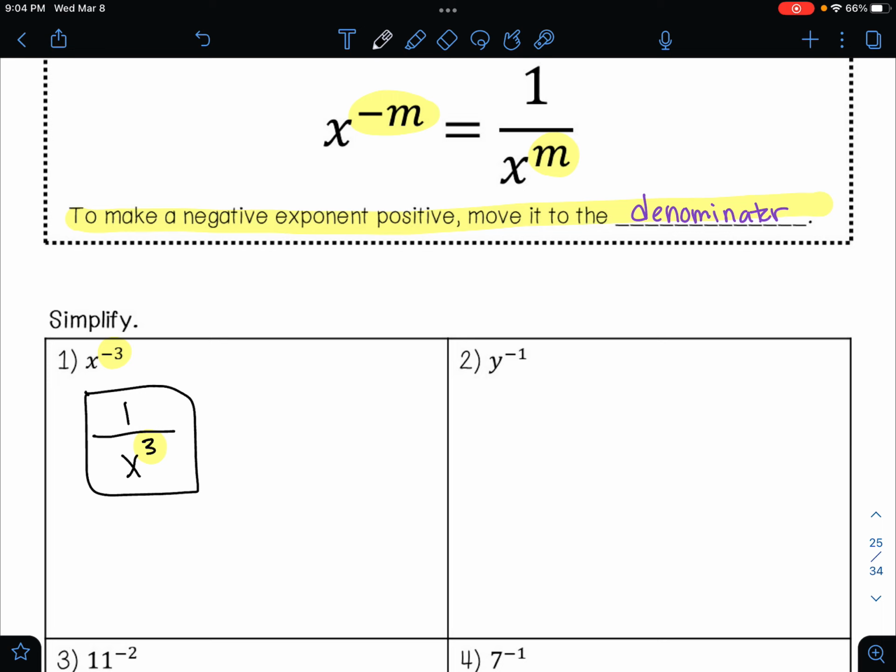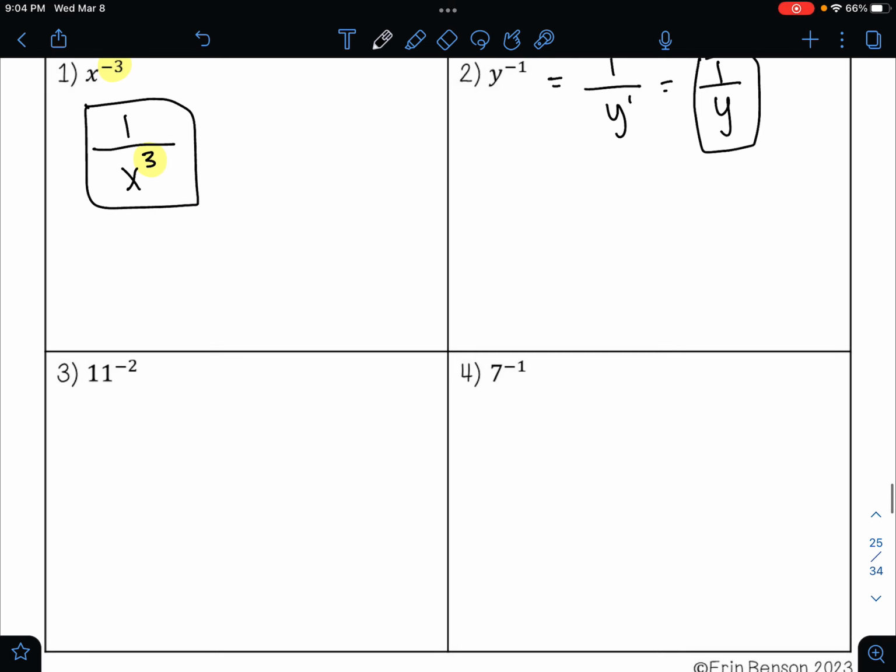y to the negative first. To make that have a positive exponent, just put it under 1, move it down into the denominator. So you have 1 over y to the first. So that's the same thing as saying 1 over y. If we look at example 3, 11 raised to the negative second power. Well, that means that I'm going to have 1 over 11 squared. Well, that's a number. I can evaluate that. 11 squared is 121. So my answer is 1 over 121.